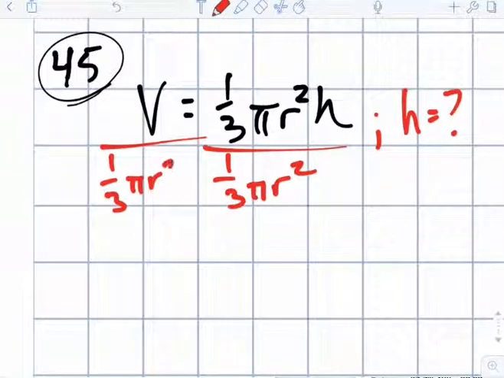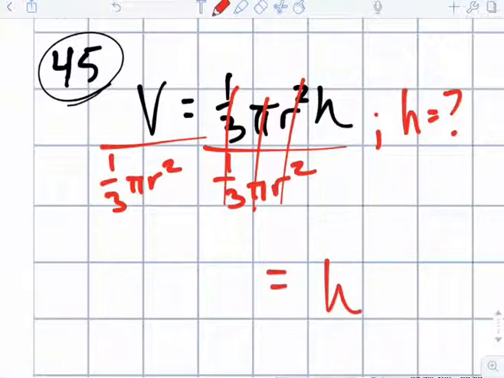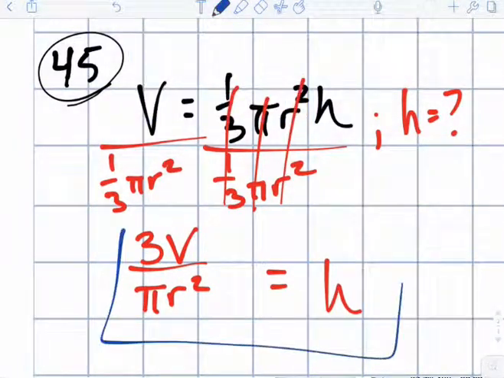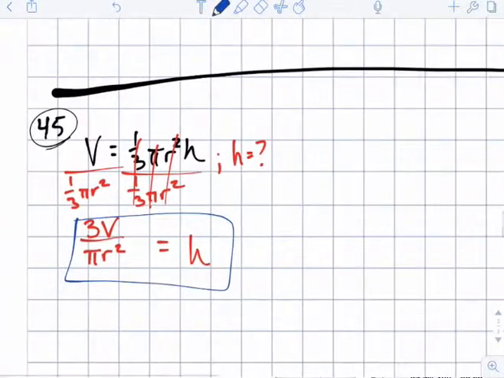1/3 pi r squared. That cancels, that cancels, that cancels. So I end up with H by itself over here. Divided by 1/3 is the same thing as multiplying by 3. So H equals 3V over pi r squared. That's straightforward enough. All right, so that's the end of the 1.3 questions.